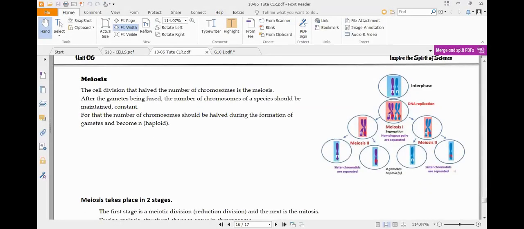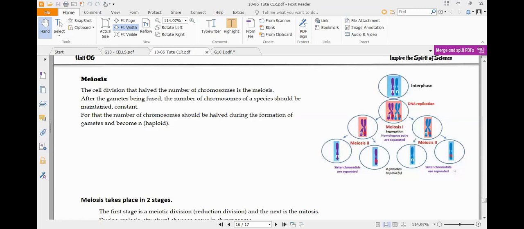And meiosis is the cell division that halves the number of chromosomes. We said that after the gametes fuse, the number of chromosomes of a species should be maintained constant. Gamete cells are the egg cells and sperm cells. We said these gamete cells have only 23 chromosomes each. After they have fused, 23 plus 23 become 46. To maintain this 46, meiosis should happen.